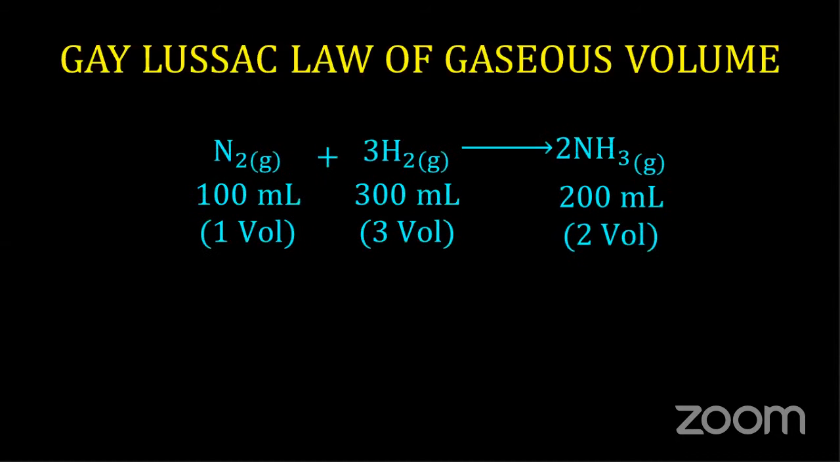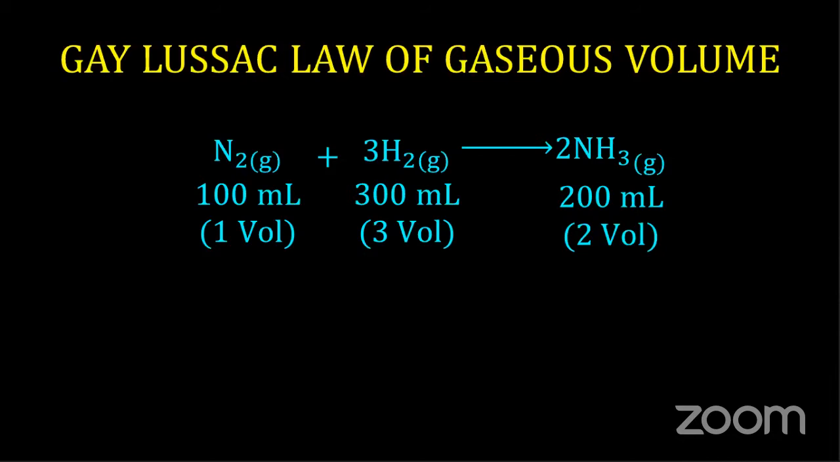Now look here, another example. Nitrogen gas is allowed to react with hydrogen gas and gives me ammonia gas. What is the coefficient for nitrogen? 1. What is the coefficient for hydrogen? 3. What is the coefficient of ammonia in the equation? 2. So 1 volume of nitrogen combined with 3 volumes of H2 gives me 2 volumes of ammonia. Suppose I ask you, in the present example, what is the ratio? What is the simple ratio?